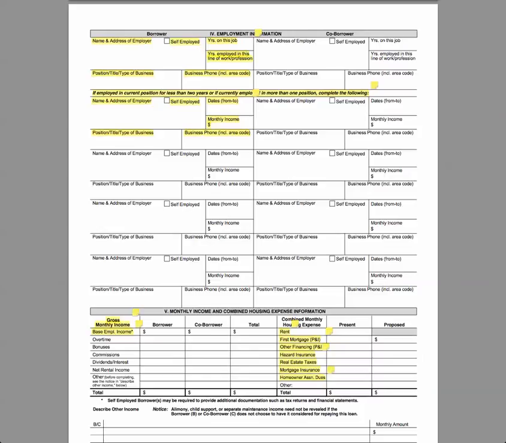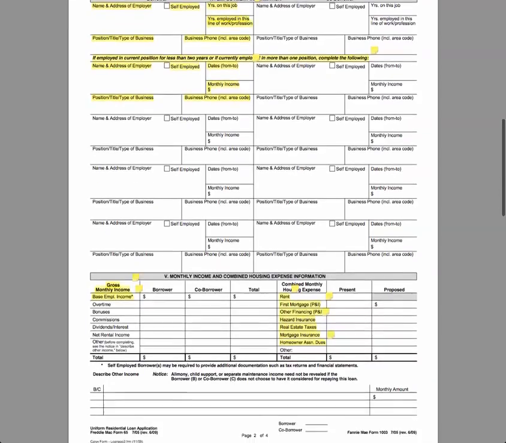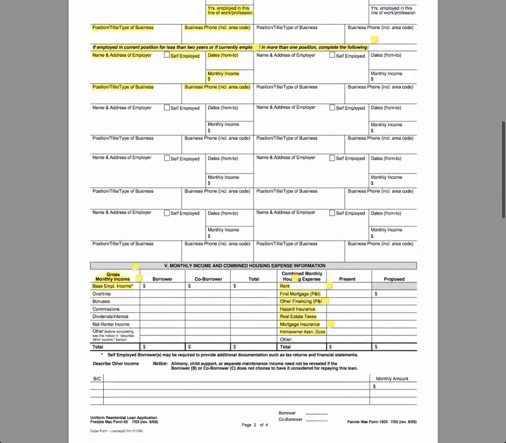So if you've been working at a place less than 24 months, we'll need to know your previous employers as well. If there are any gaps in the dates of your employment, then we'll have to explain that with a letter of explanation down the road. Again, if there's a co-borrower, please fill out that information for the co-borrower as well. Towards the bottom of this page, you see monthly income and combined housing expense information.